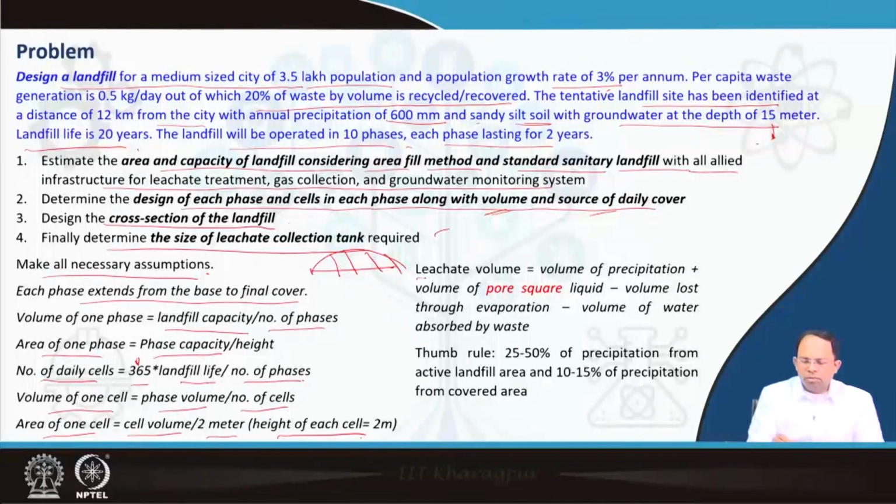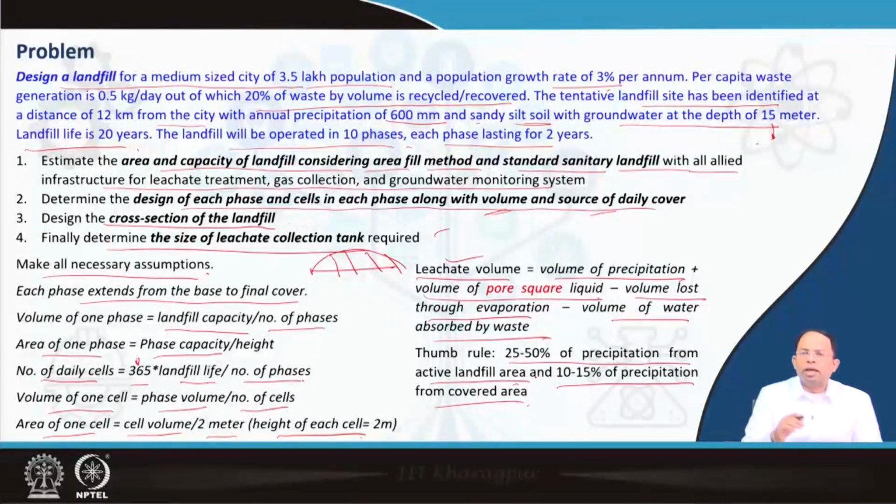The leachate volume usually depends on the volume of precipitation, volume of the pore liquid, the liquid that passes through the geotextile layer and comes into the leachate layer, volume lost to evaporation, and volume of water absorbed by waste. So this is how the leachate volume needs to be considered. But for a thumb rule, we can say 25 to 50% of the precipitation from active landfill areas and 10 to 50% of precipitation from covered areas becomes leachate.